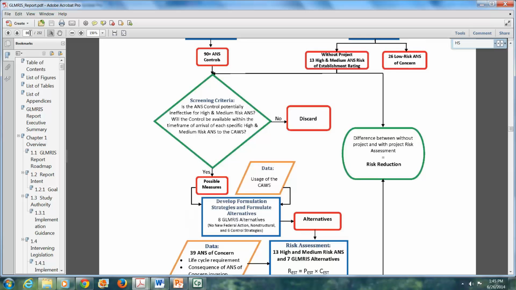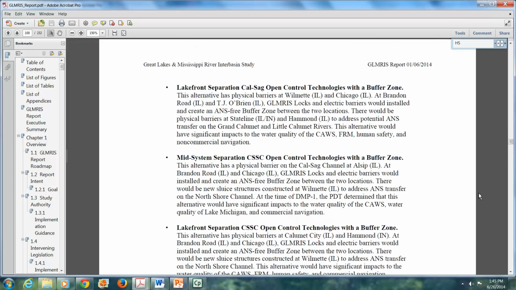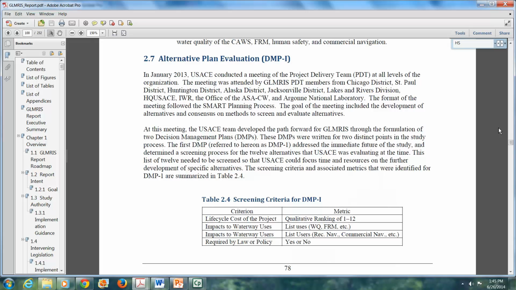So with that as their basic process, let's have a look in a little bit more detail at what they did. Here you see the discussion of their alternative plan evaluation, how they began to evaluate their plans. And now I want you to look at table 2.4, where they had some specific screening criteria. This enables the decision making to be based on evidence. They were using life cycle cost of the project, impacts to waterway users, impacts to waterway uses, and also a consideration of whether a particular activity was required by law or some sort of policy.